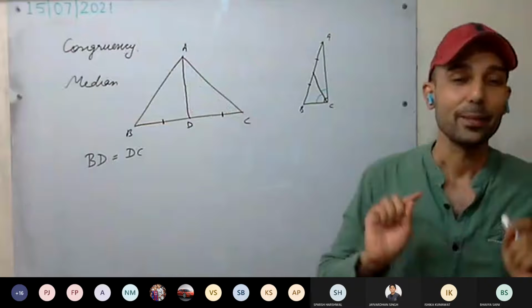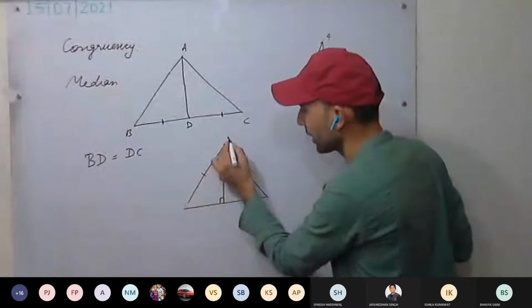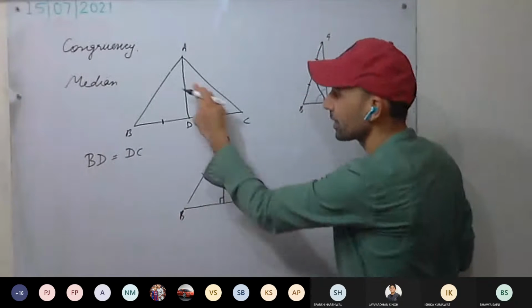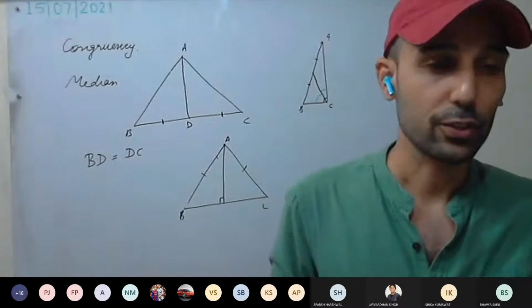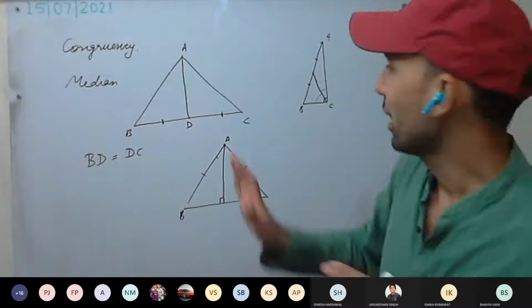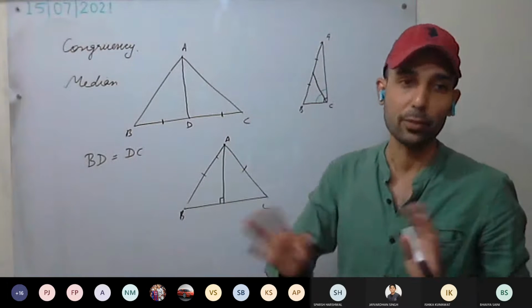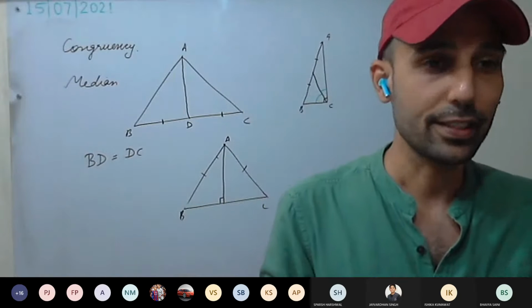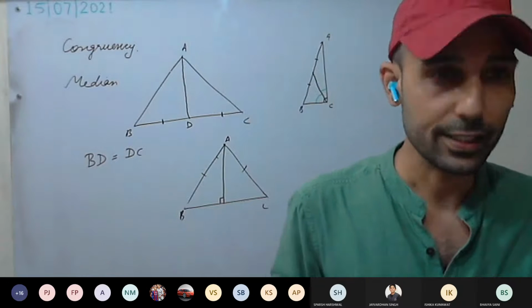It will be a perpendicular from this vertex, vertical. In triangle ABC, in this case, it will bisect. In this other case, it won't bisect. So it will depend on the question. Median may bisect or may not bisect. It will depend on the figure. So forget about bisecting the angle.